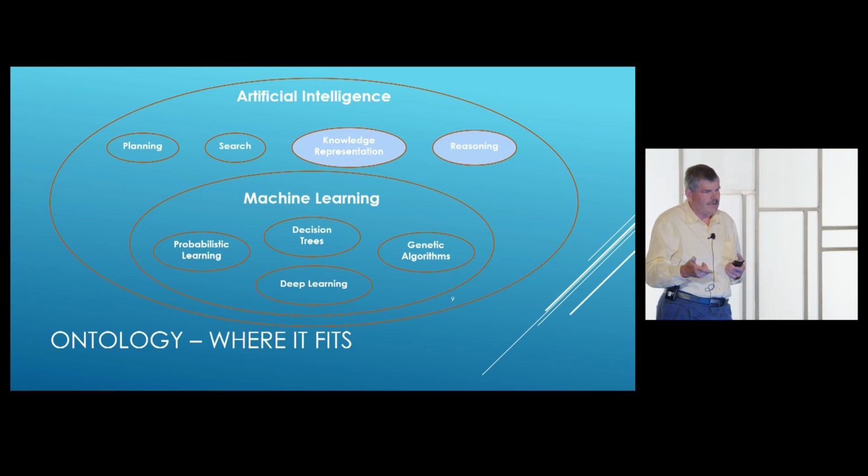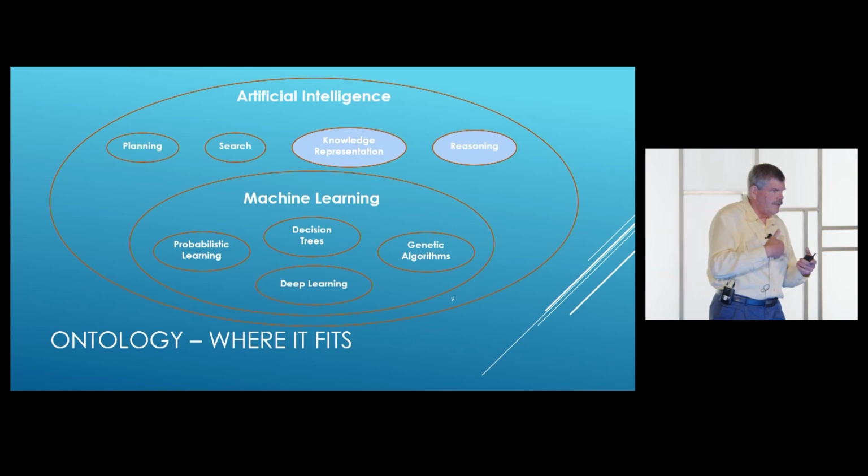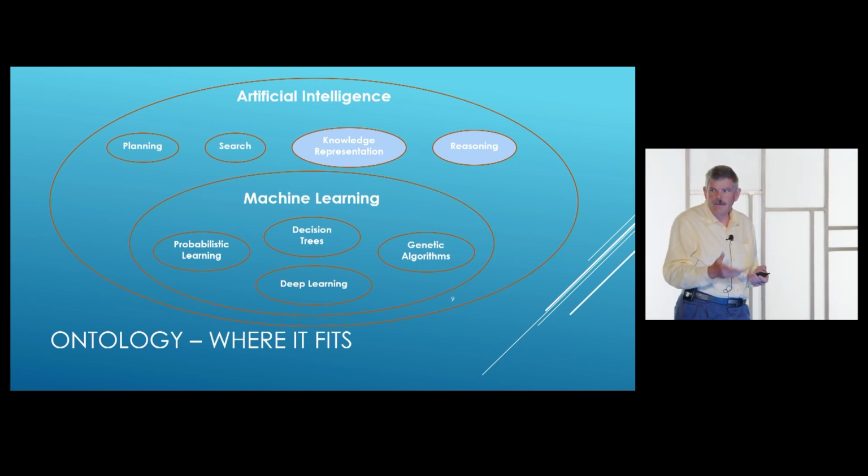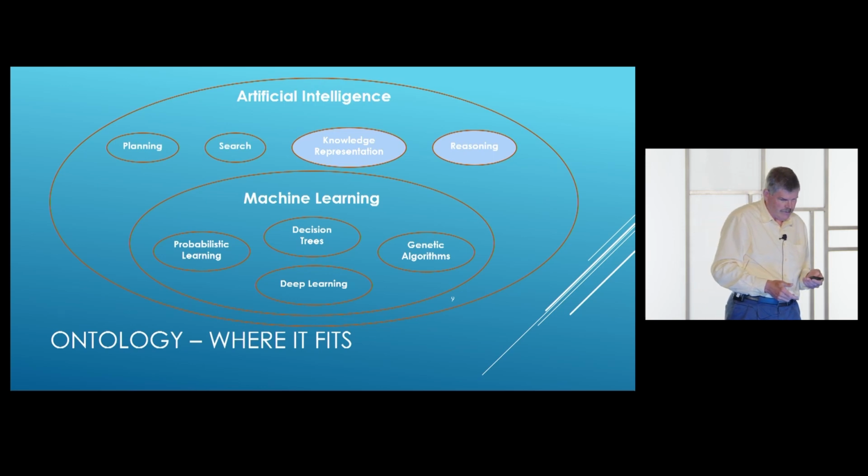And there's reasoning involved as well. So the ontology structure allows you to do reasoning, and that reasoning can come up with inferences that you might not otherwise find. And I'll talk a little bit more about that in a moment.